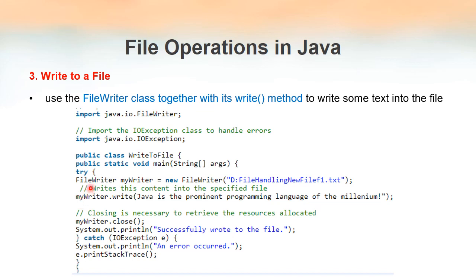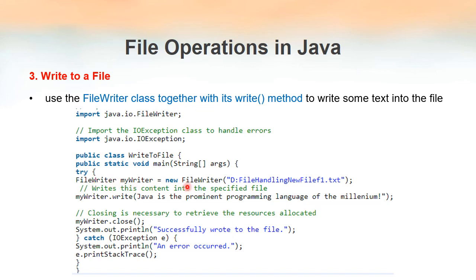Then we start writing by using myWriter, which is the object of class FileWriter, and we call the write method. Then we give the content to be written inside that file. Here one double quote is missing. We have closed the double quotes, but we have to open the double quotes at the beginning. So this is how we use the write method of the FileWriter class to write something into the file.